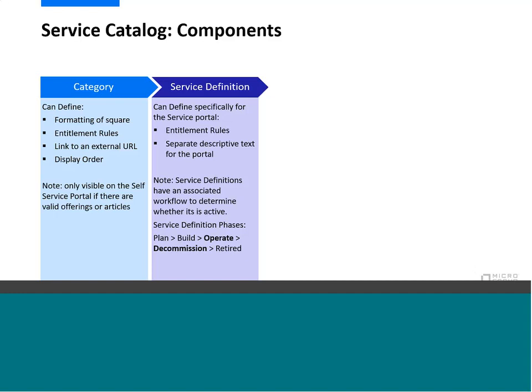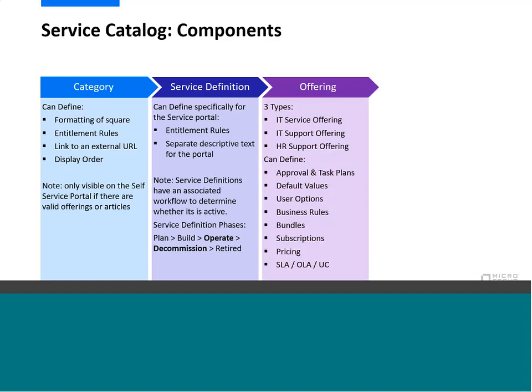Third level down, we've got our offerings. I'm going to go into more detail on each of these individual areas over the next few slides. But as we said, we've got the 3 types: IT service, IT support, and HR support. Again, those names are linked to the names of the request records. So if you do decide to drop IT from service and support, you can obviously do the same with how they're labelled in the offerings as well.